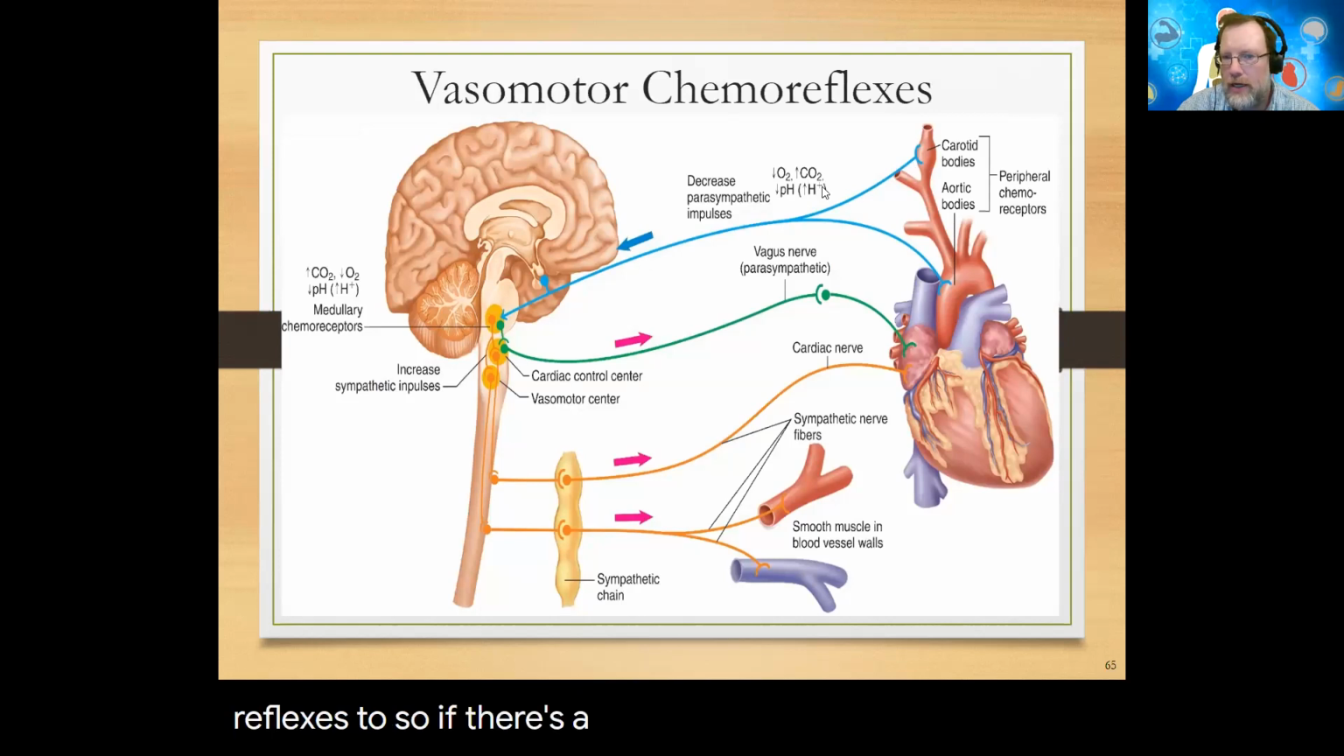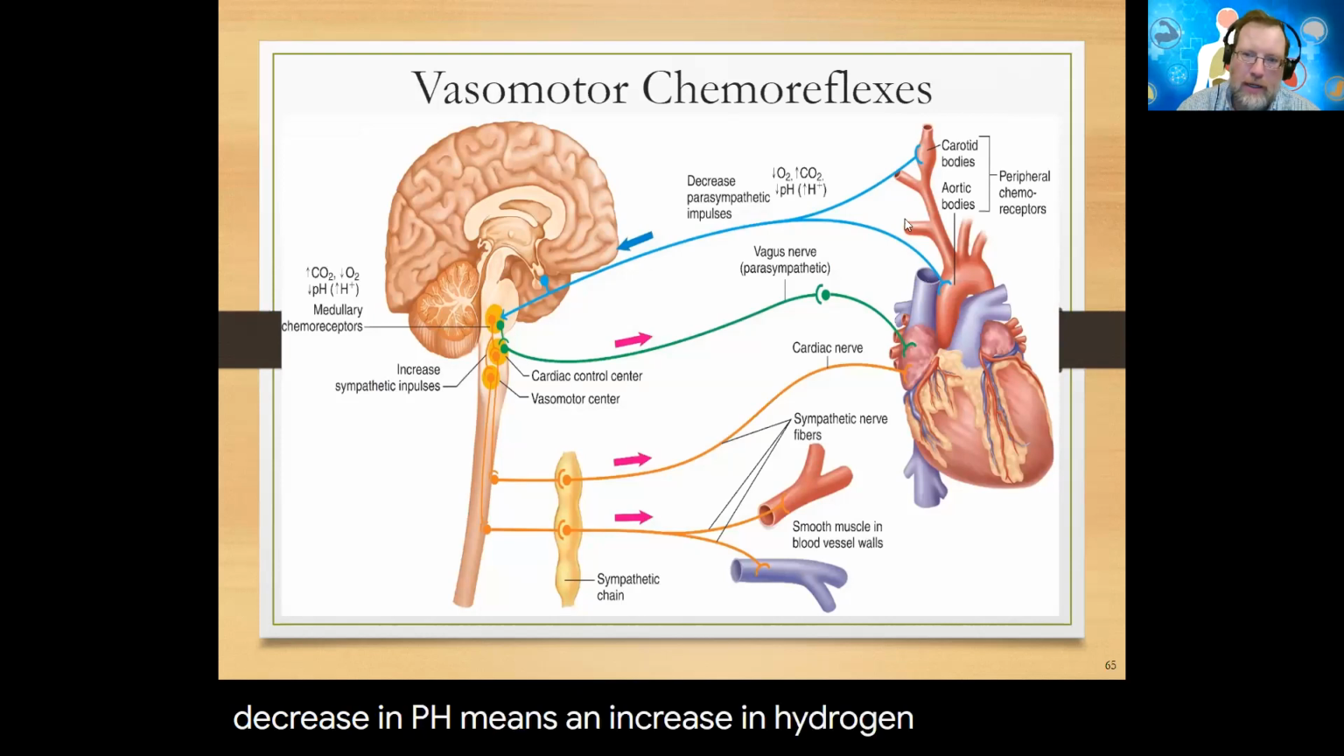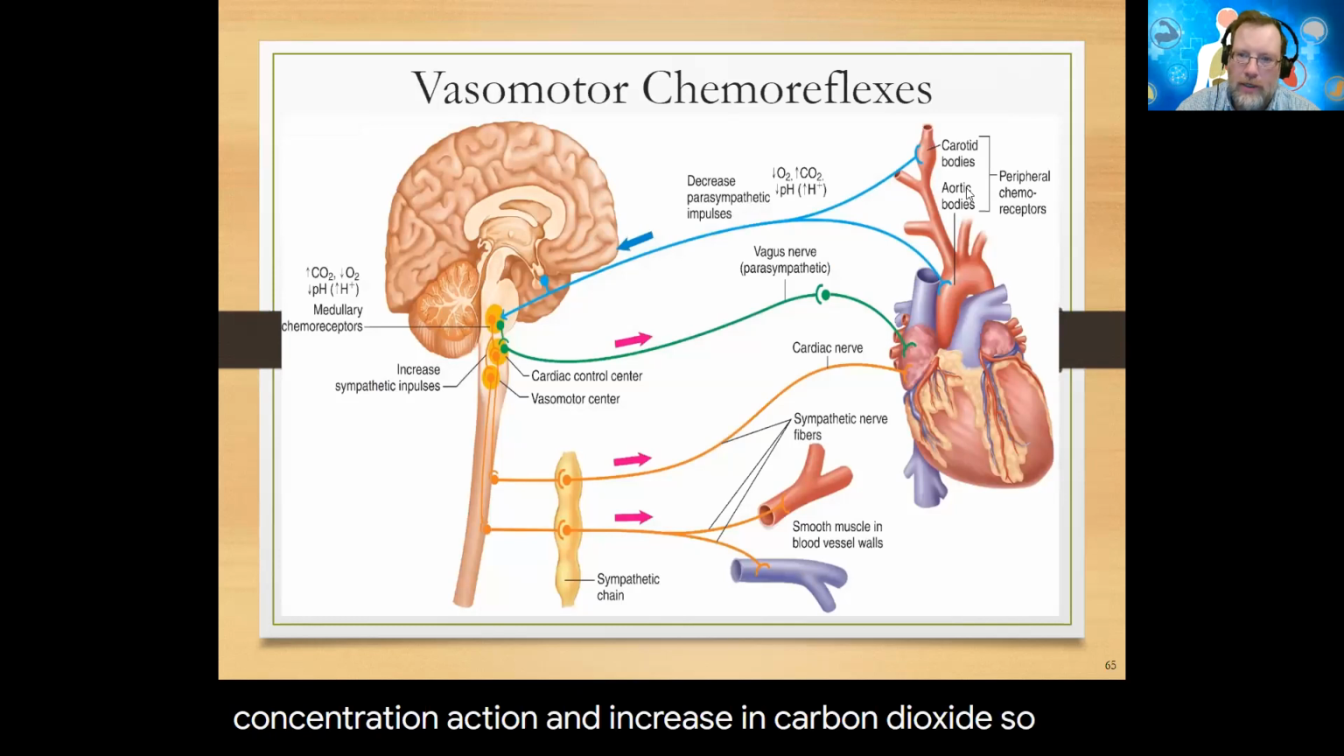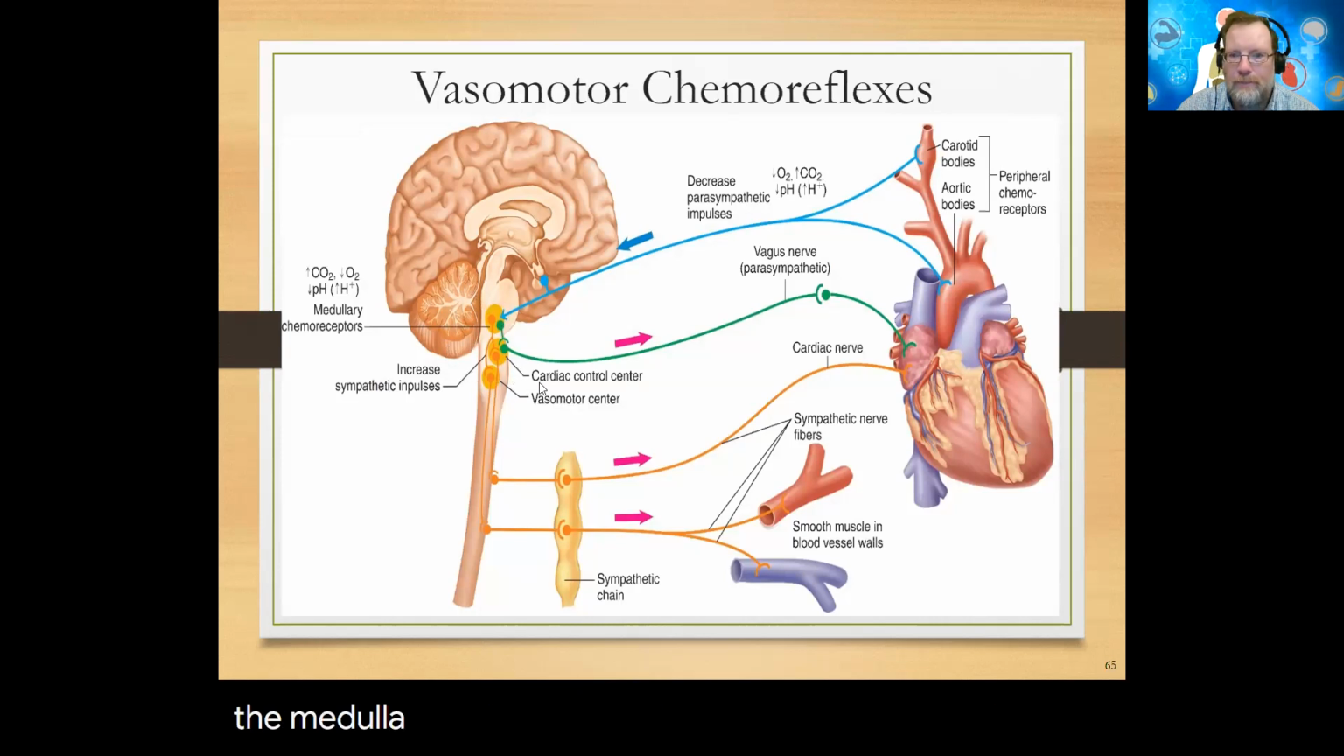We also have chemoreflexes too. If there's a pH problem in the blood, a decrease in pH means an increase in hydrogen ion concentration and an increase in carbon dioxide. So we can also measure some of the chemical aspects, and those can get delivered to the chemoreceptors in the medulla.